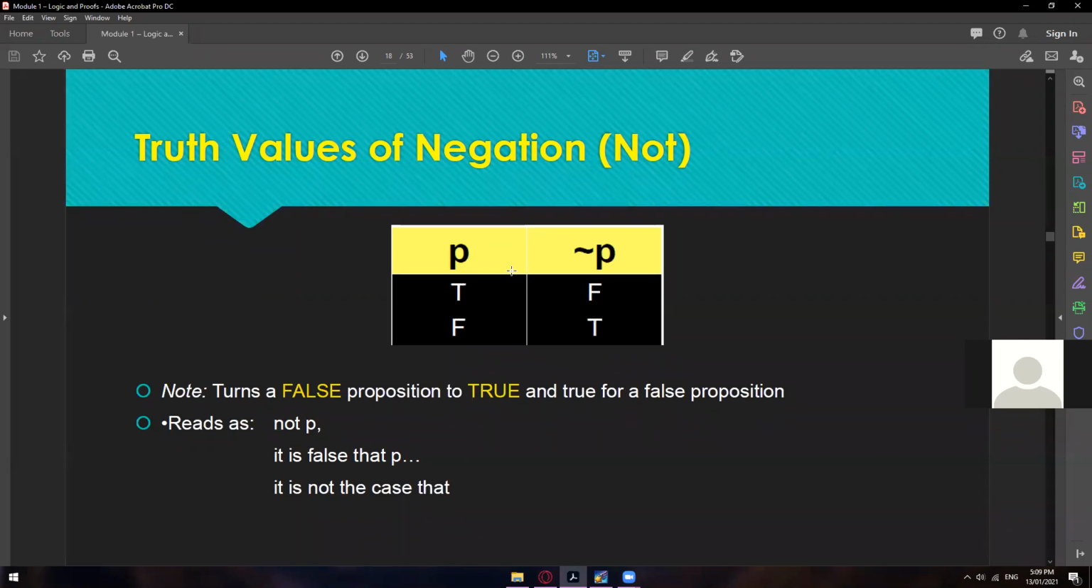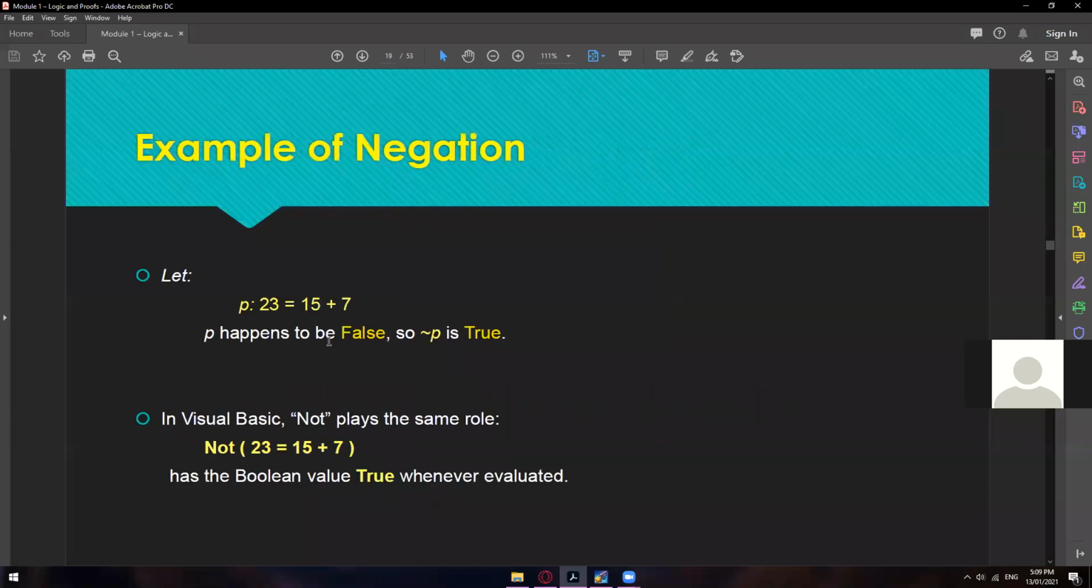Wherein the representation of this one is not P. Okay? And then if it's false, if you negate this one, it will become true. Okay? So ganun lang naman siya kasimple. So it turns a false proposition to true and a true proposition to false. Okay? So we have your example of negation.